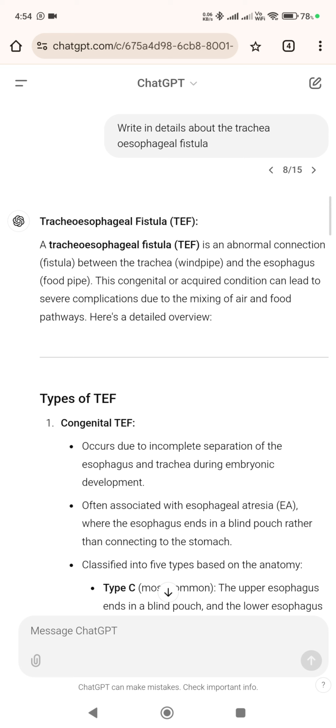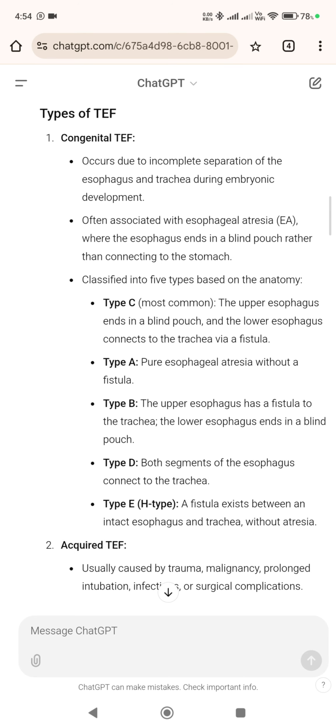1. Congenital: occurs due to incomplete separation of the esophagus and trachea during embryonic development, often associated with esophageal atresia, EA, where the esophagus ends in a blind pouch rather than connecting to the stomach. Classified into 5 types based on the anatomy.